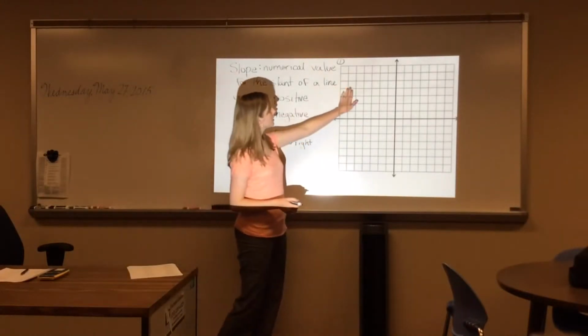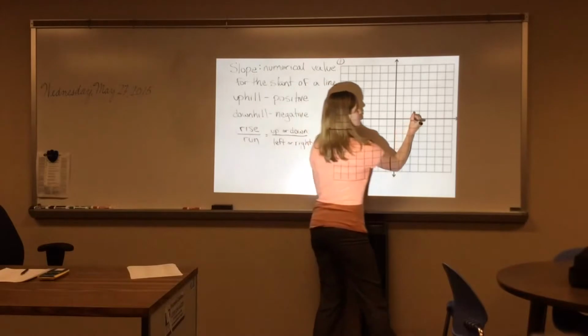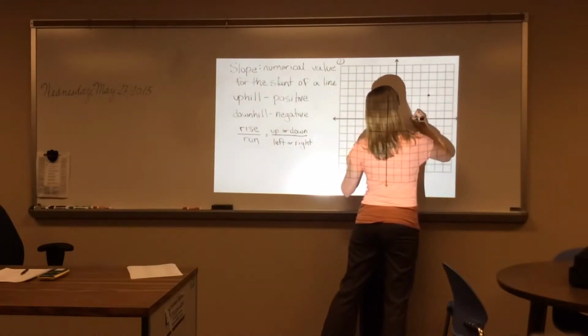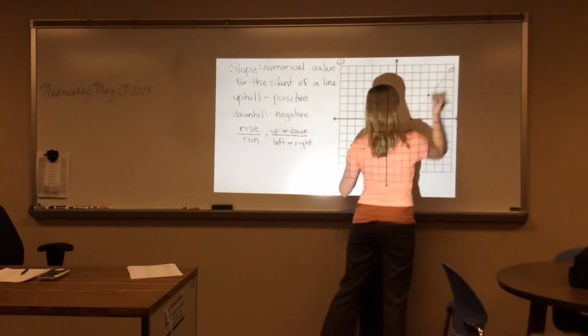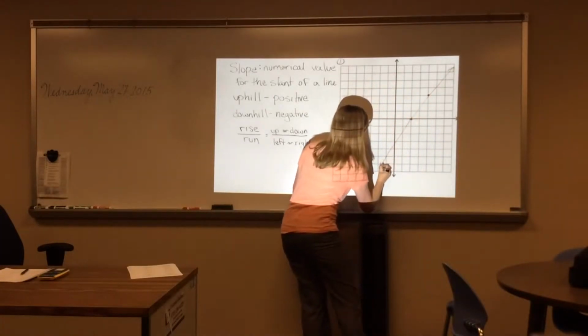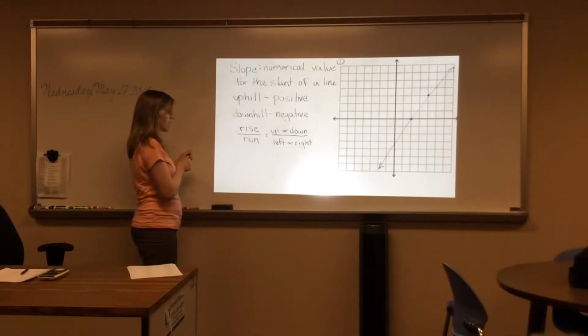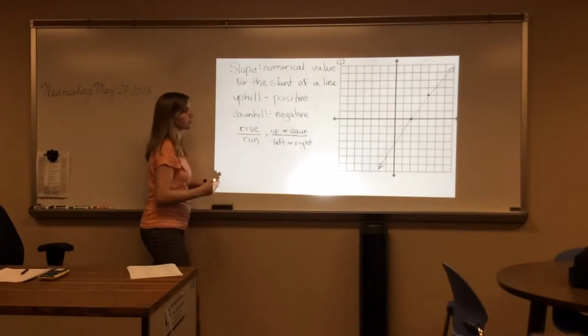So we're going to take a look at problem number 1. Our first point is here, and our second point is right here. We are going to actually calculate the slope between these 2 points using the rise over run method, okay? Counting up or down and left or right between points.